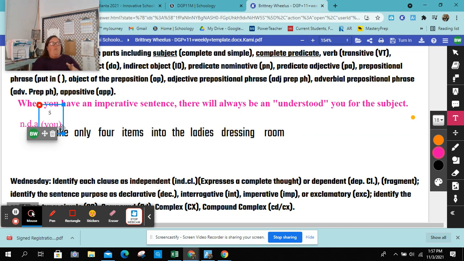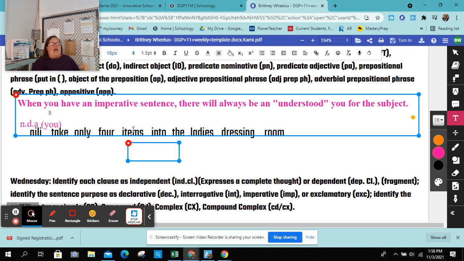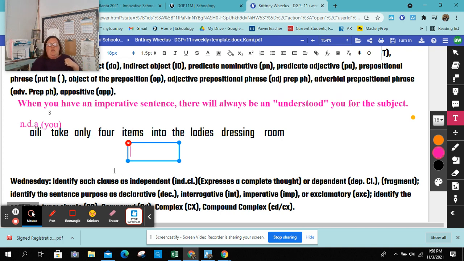Take. Okay, we're going to take who or take what into the ladies' dressing room? Items. If we can answer the question who or what after the verb, that means that items is a DO. What does a DO stand for? And a direct object will always be what part of speech? A noun or a pronoun.